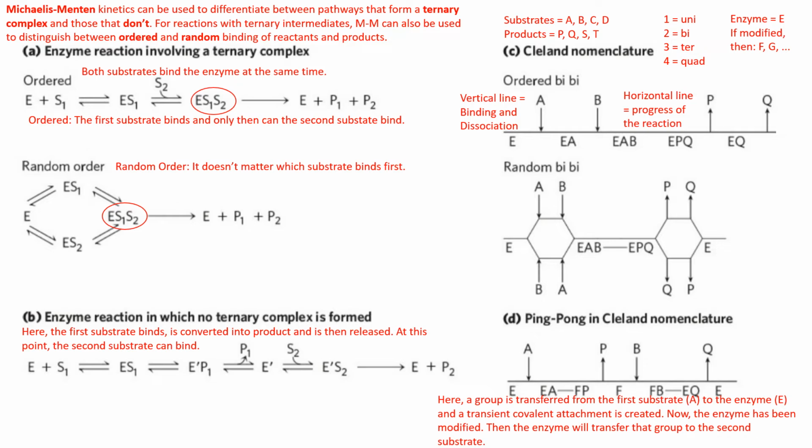And then you have Cleland nomenclature. So there's just a few rules that you have to know, and then this won't be so difficult. For substrates, you have A, B, C, and D.